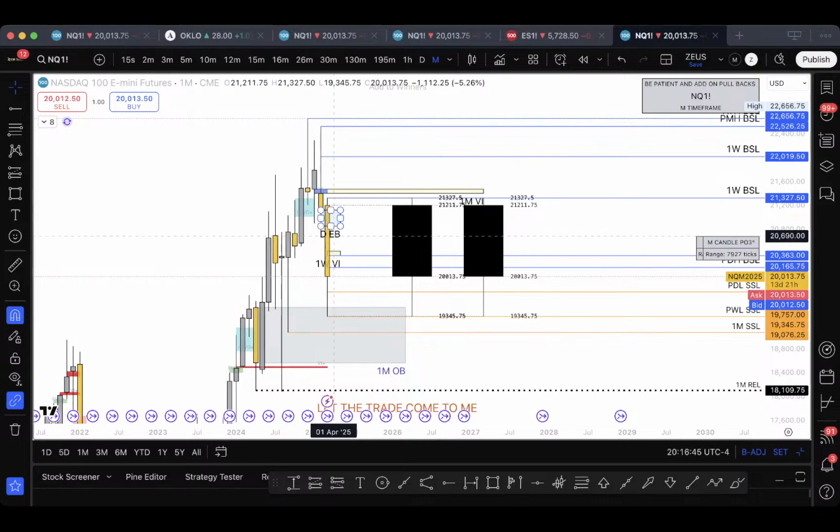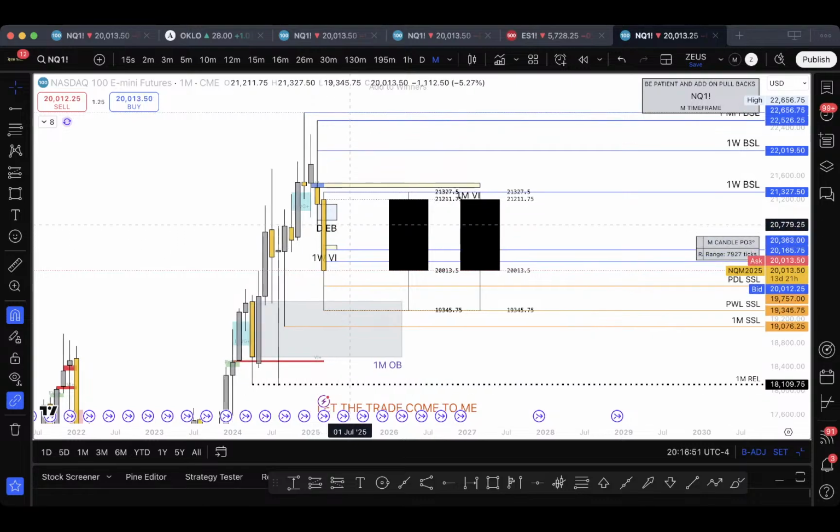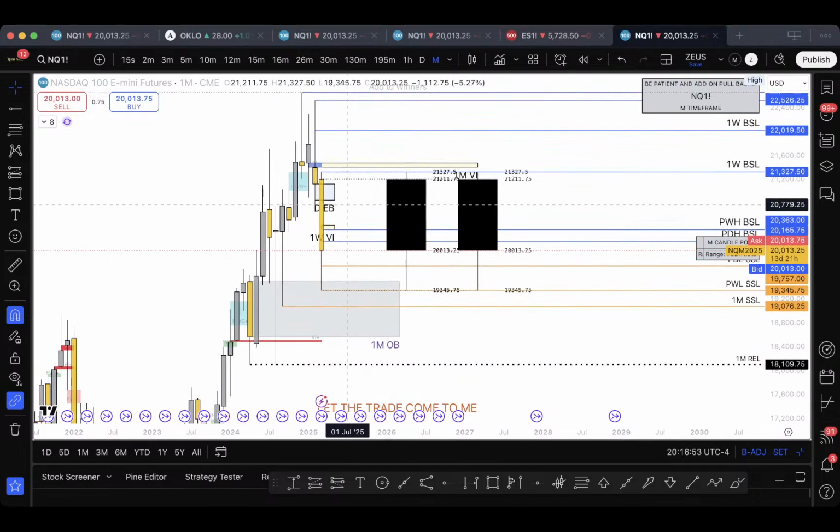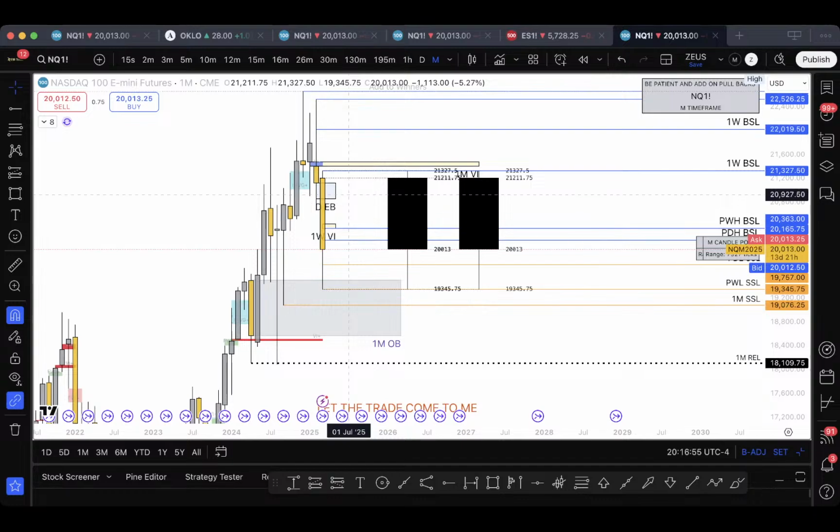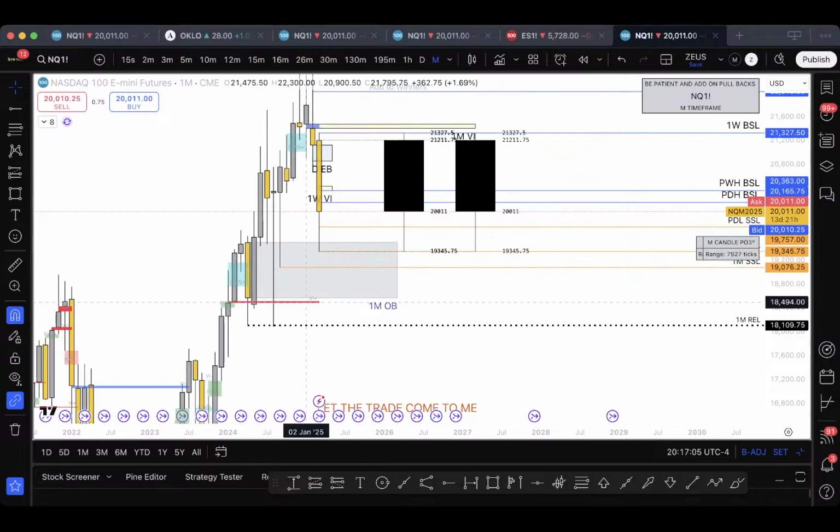Now it's all dependent on how this month wants to close. If the month does close like this, we are going to see a lot more downside, and damn near 100% solidifies we're going to be in a bear market if we close below this level here. If we close below 20,531, we are going into a bear market. If we close below this monthly order block, oh yeah, we're 100% in the bear market.